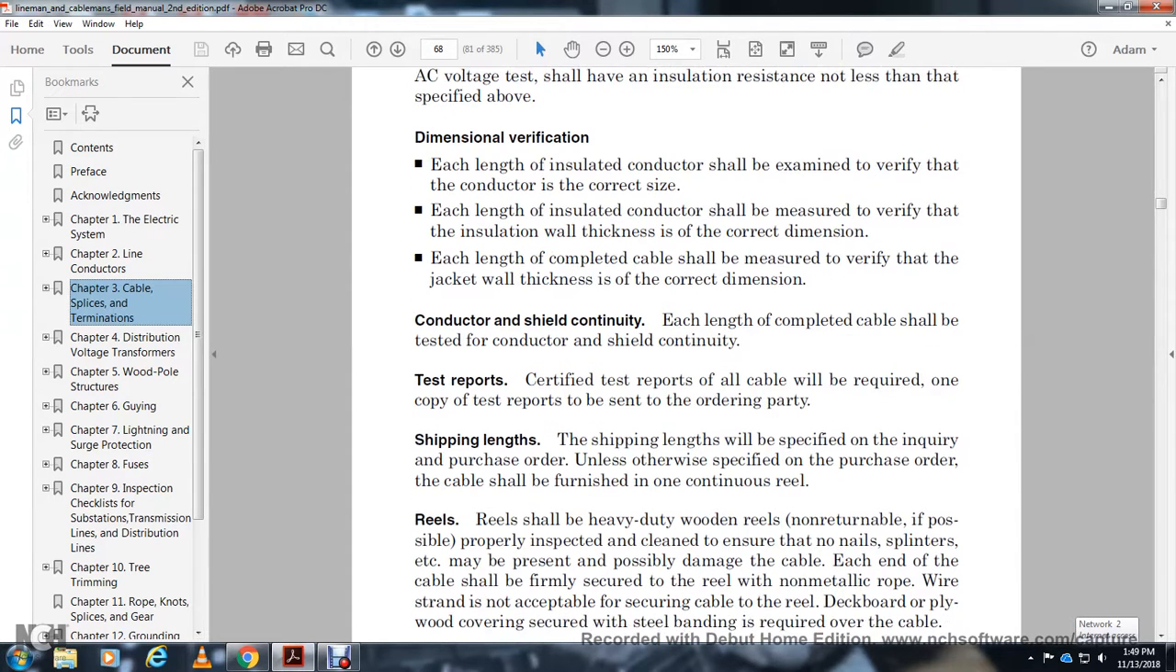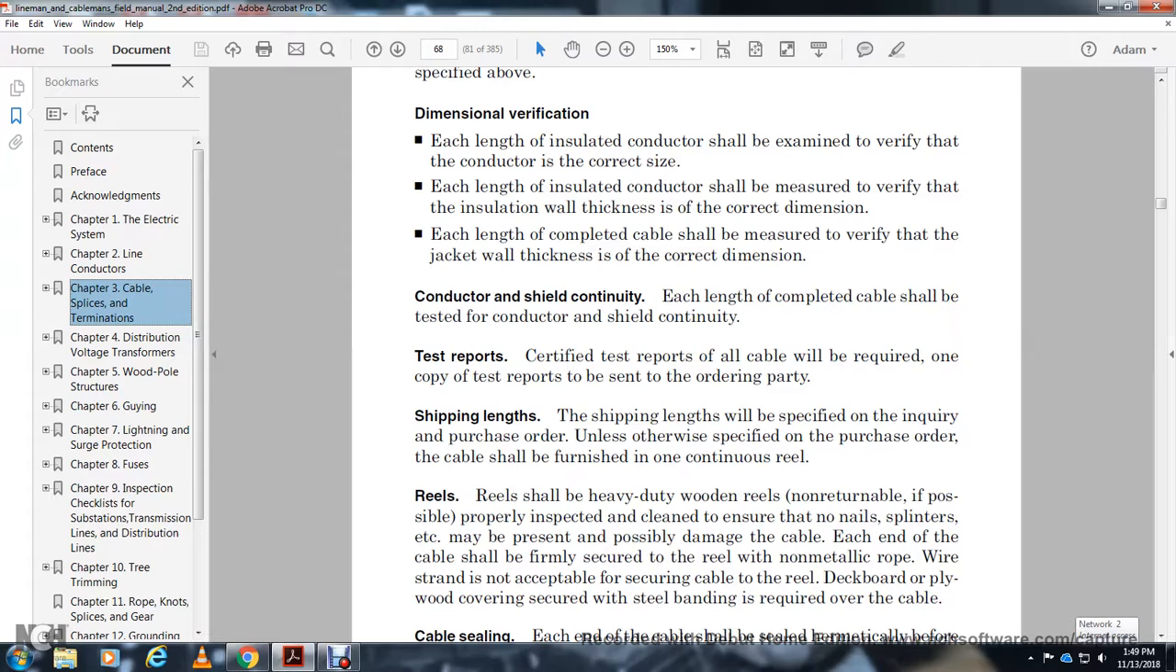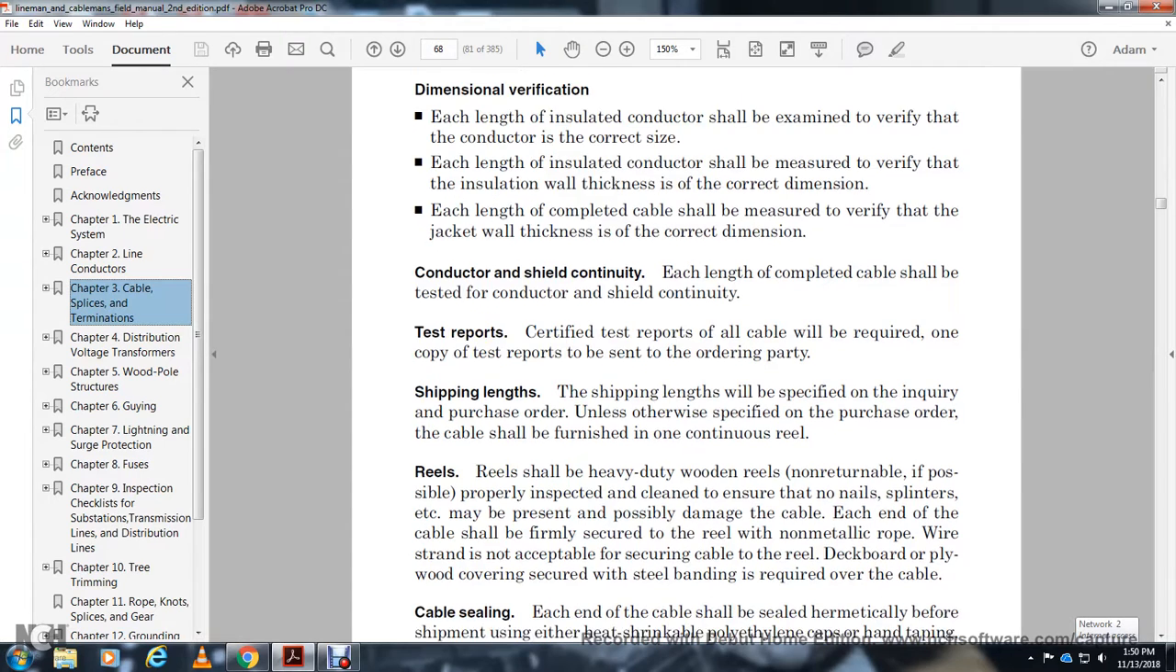Reels should be heavy-duty wooden reels if possible, properly inspected to ensure that no nails, splinters, etc. may be present with possible damage to the cable. Each end of the cable should be firmly secured to the reel with non-metallic rope. Wire strand is not acceptable for securing cable to the reel. A deck board with plywood covering secured with a seal band is required over the cable.